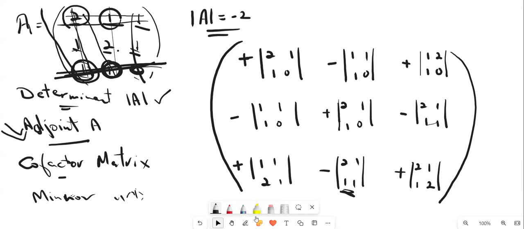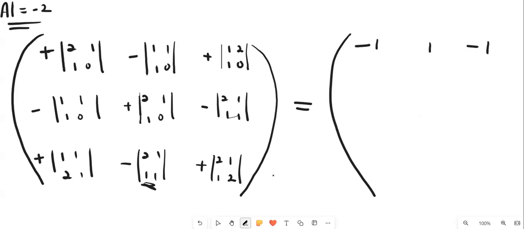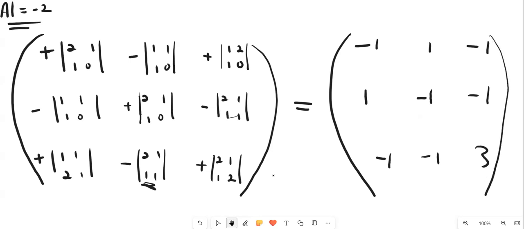Help yourself there. I hope you all are trying it. So you got it there now. If you're getting minus 1, minus 1, minus 1, minus 1, 3, right? So you're getting that.